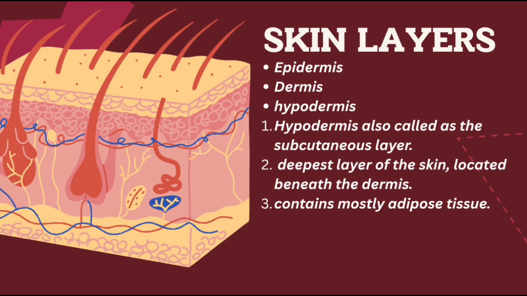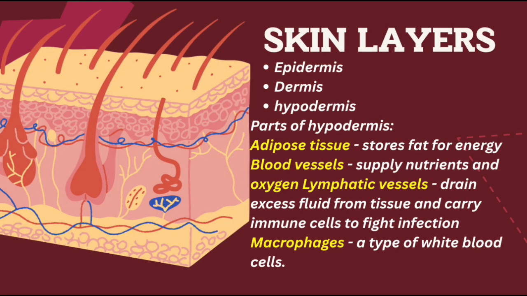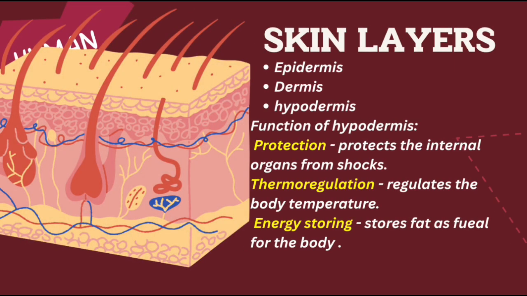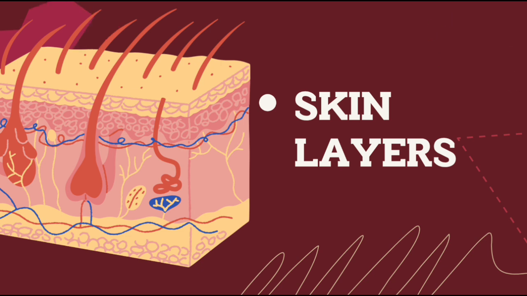And for the last layer, we have the hypodermis. The hypodermis is also called the subcutaneous layer. It is the deepest layer of the skin, located beneath the dermis, and contains mostly adipose tissue. In the hypodermis, we have adipose tissue, blood vessels, lymphatic vessels, and macrophages. The functions of the hypodermis are protection, thermoregulation, and energy storing. And that's all for the skin layers.